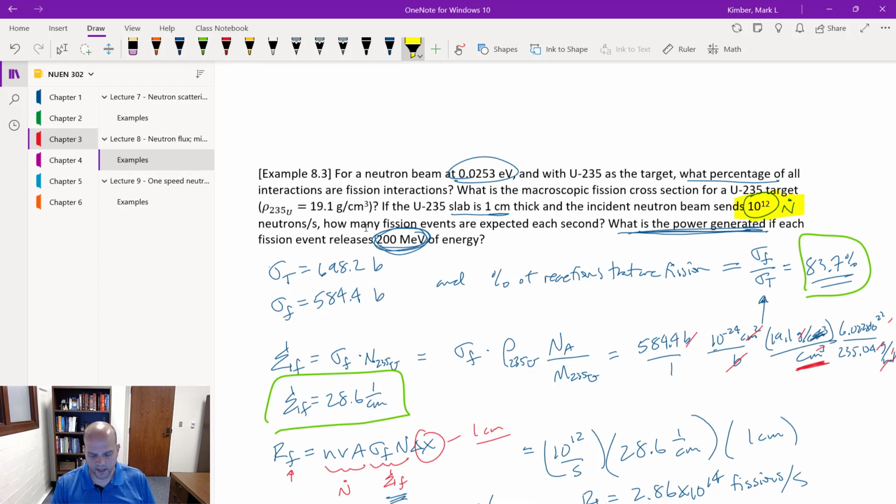The fact that it's given in units of neutrons per second means that there is an area already factored in there. So yes, your intuition is correct. If you looked at that result and you thought, well, we need to know the volume in order to know how much power is coming from this slab, you're correct there, but it's built into our neutron rate there.